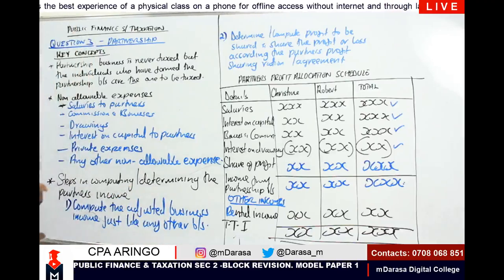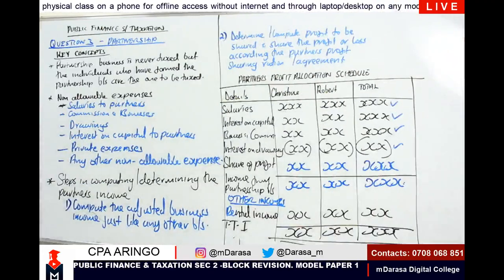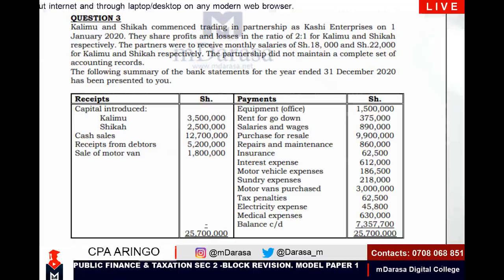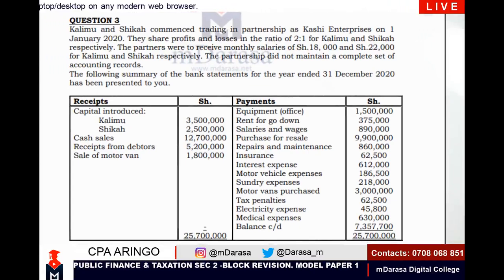So after we've understood the key concept on partnership, this is a question that I'll want us to do. It is a block model paper question, question number three. So this is what you are told, my good student. Kalimu and Shika commenced trading in partnership as Kashi Enterprises on 1st January 2020. They share profits and losses in the ratio of 2:1 for Kalimu and Shika respectively.